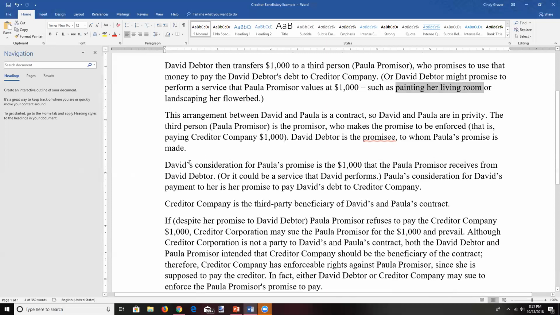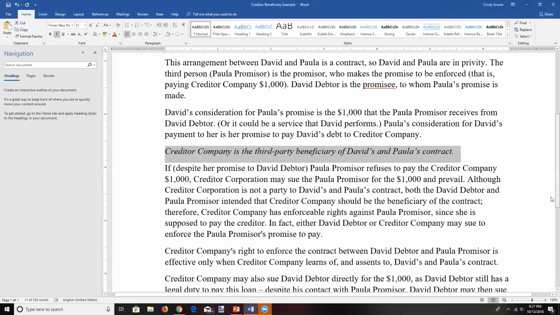that Paula Promise receives from David Debtor, or it could be, again, the service that David Debtor performs. Paula's consideration for David's payment or service to her is her promise to pay David's debt to the Creditor company. Under these circumstances, the Creditor company is a third-party beneficiary to David and Paula's contract. We wouldn't say that the Creditor company is in privity with respect to David's and Paula's contract, because the Creditor company has no obligations under the terms of the contract, and doesn't have to sign the contract, may not even initially be aware of the contract.